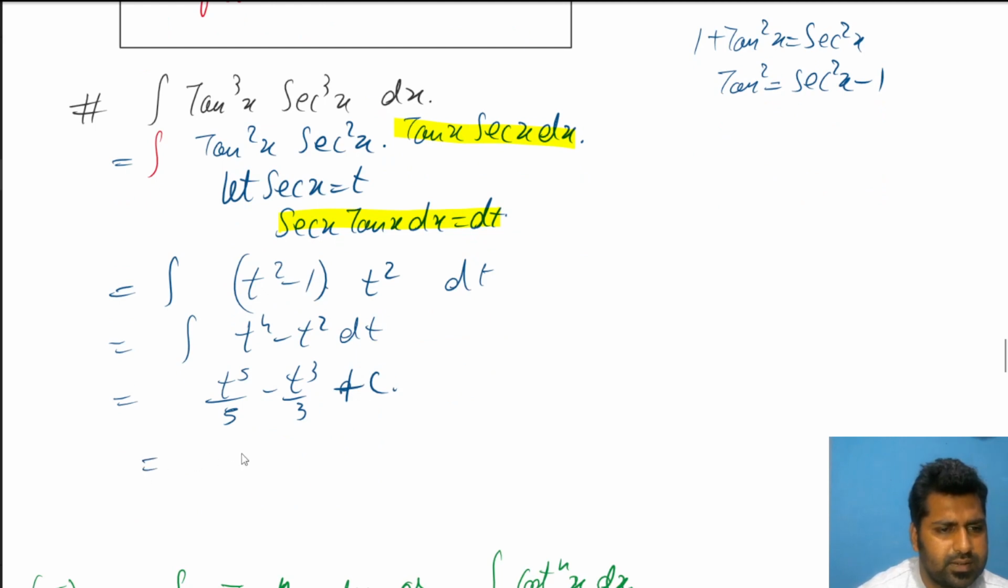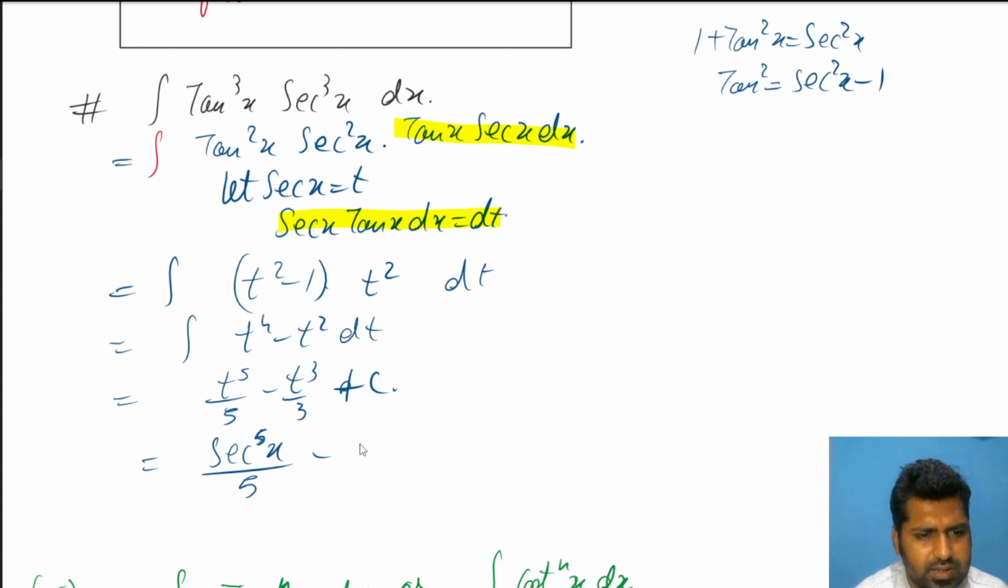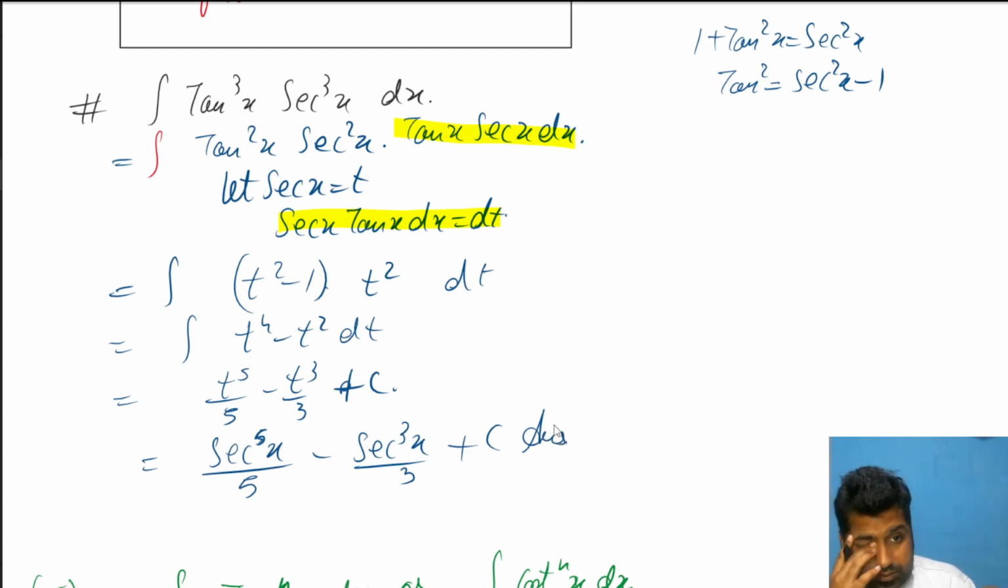So this makes it sec raised to power 5 x by 5 minus sec raised to power 3 x by 3 plus c.